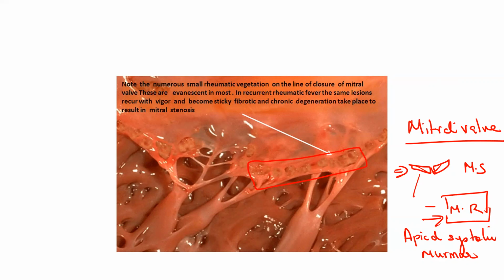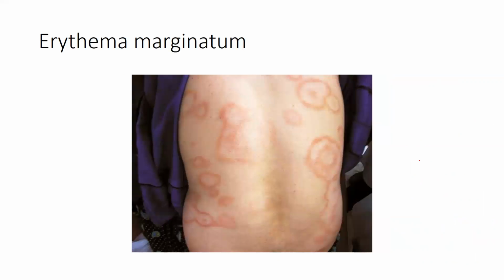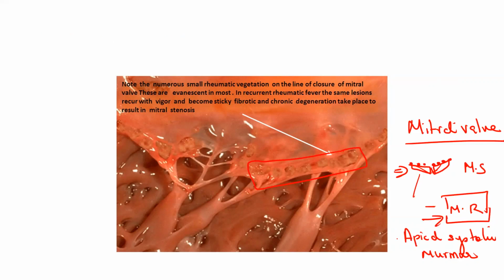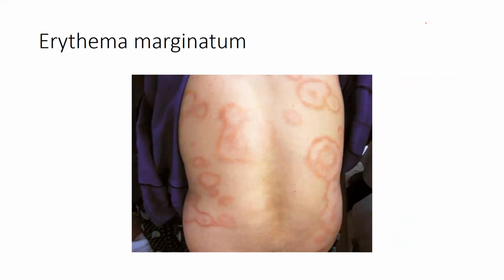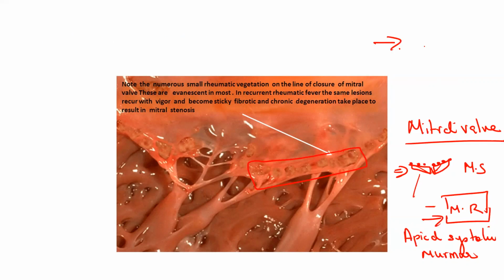Or there is one more thing. Sometimes there develop small nodules on these valve leaflets. Because of these nodules on the mitral valve leaflets, there occurs another type of murmur, which is called the Carey-Coombs murmur. This is your apical mid-diastolic murmur. This one was systolic, that was apical mid-diastolic murmur.